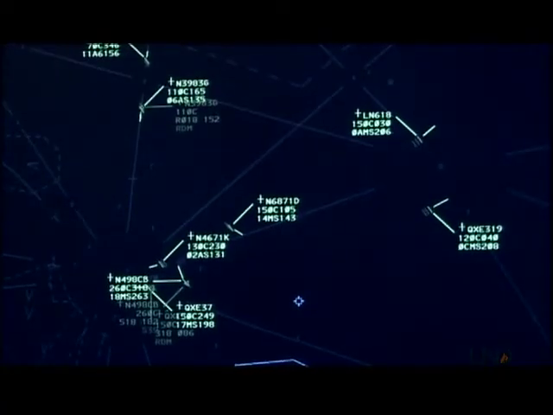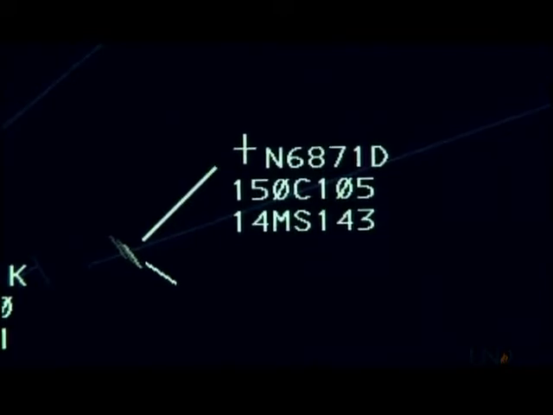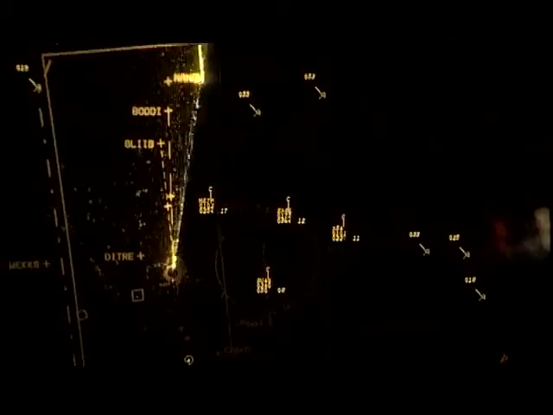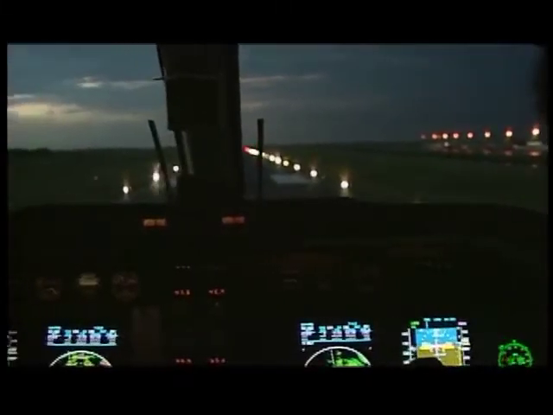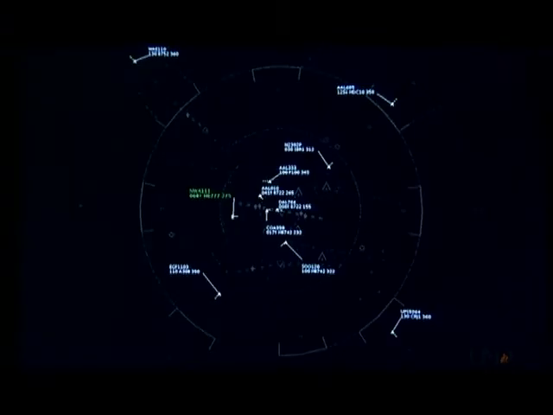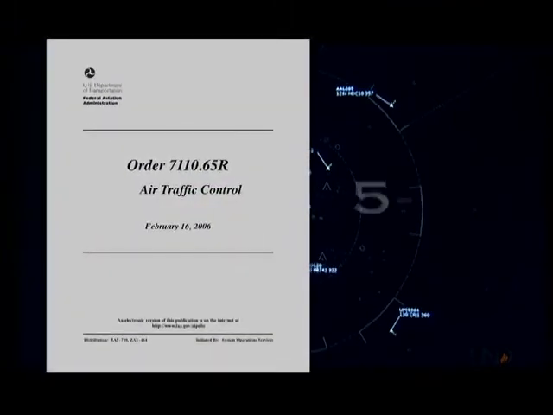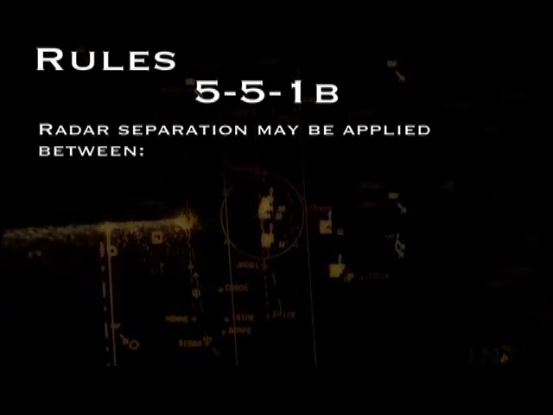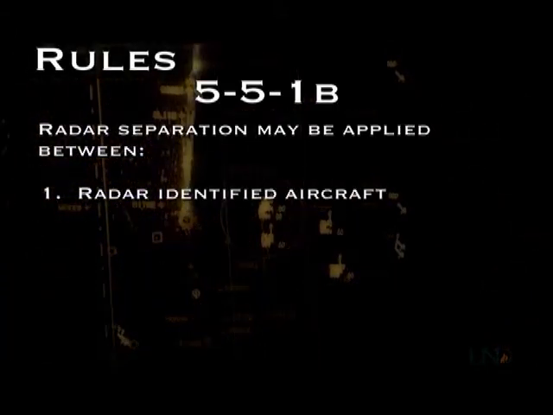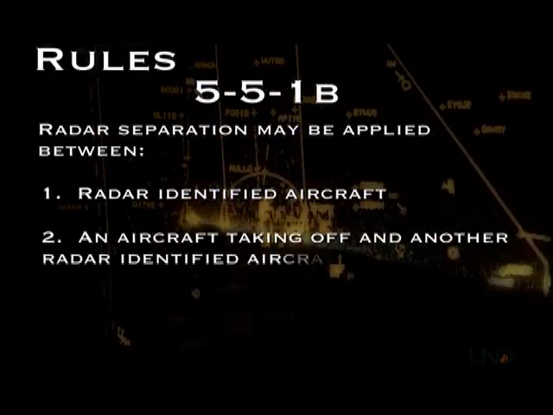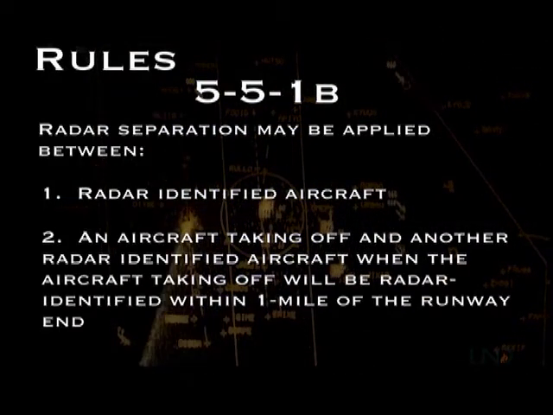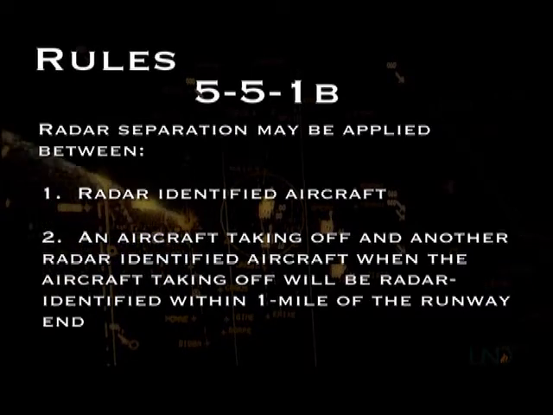First of all, when do you have to provide separation between aircraft? For our purposes, separation must be applied between radar-identified aircraft that are operating under Instrument Flight Rules, or IFR. The rules governing the application of the different separation methods are found in the 7110.65 in Chapter 5, Section 5, Radar Separation. Paragraph 1b states, radar separation may be applied between radar-identified aircraft, an aircraft taking off, and another radar-identified aircraft when the aircraft taking off will be radar-identified within 1 mile of the runway end.